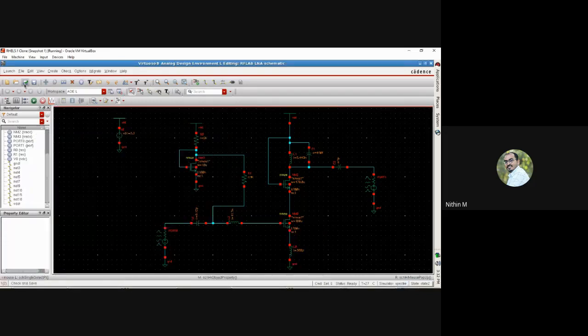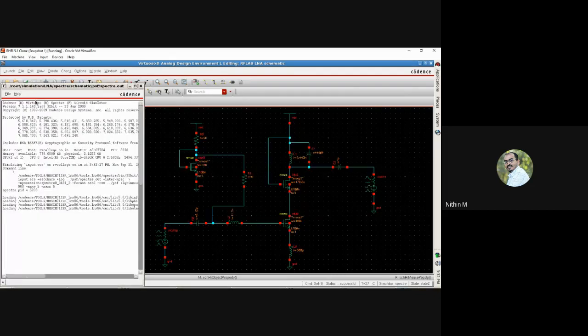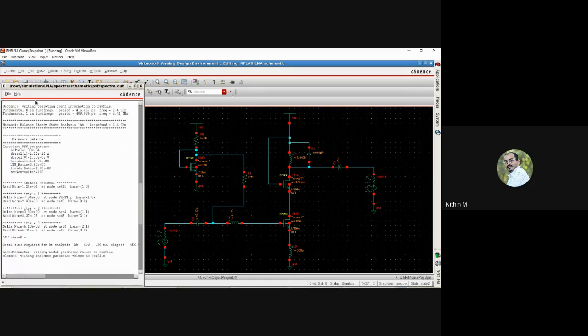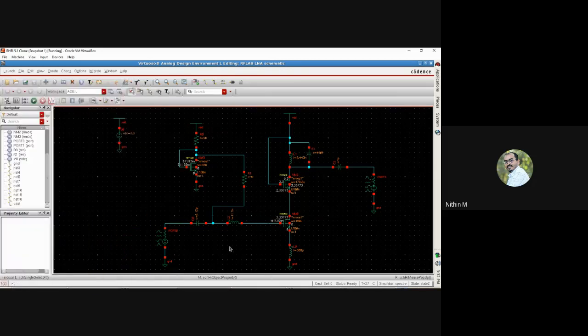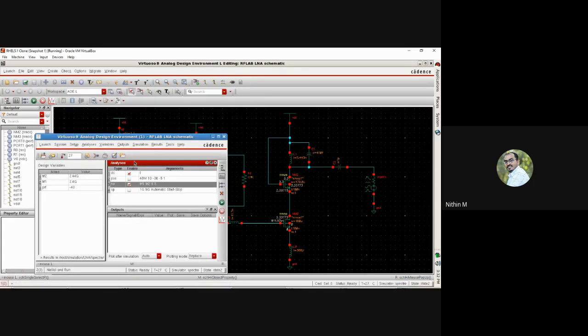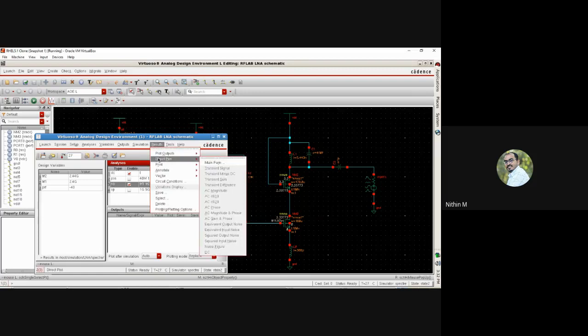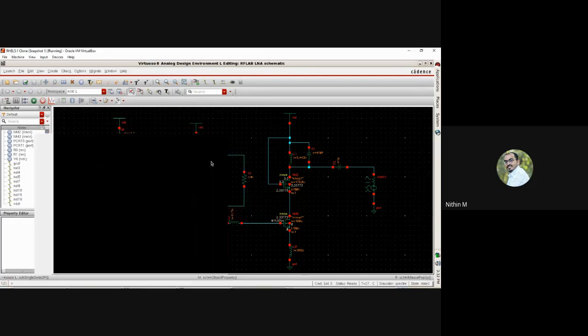All right, I didn't save this. Okay. Yeah. So no errors. Now I can go to the ADL window where I will go to results, direct plot, main form.